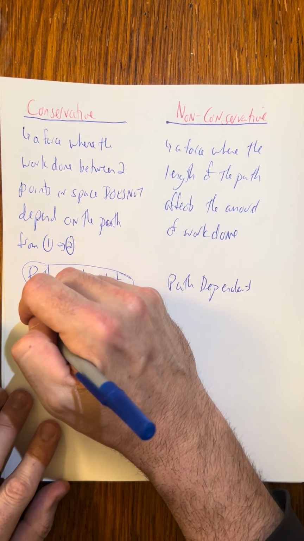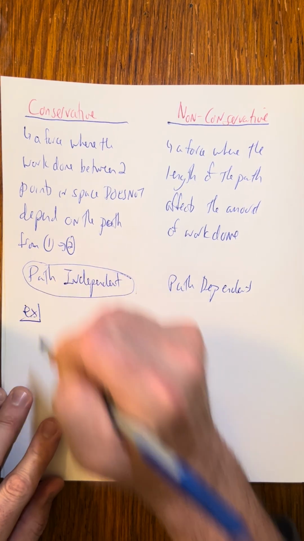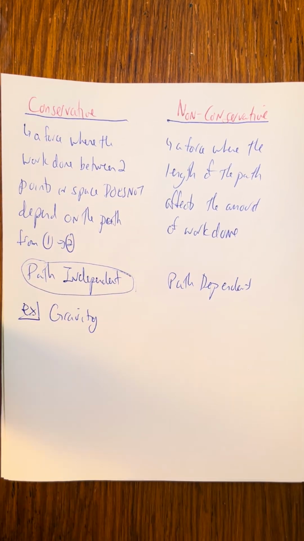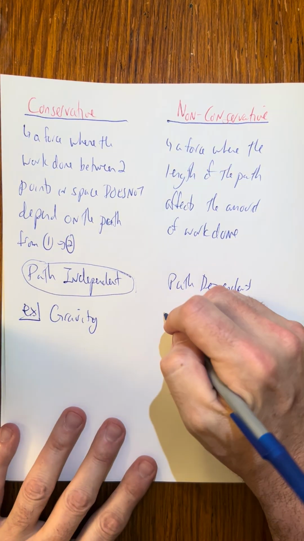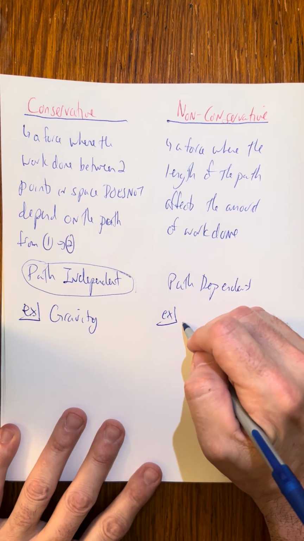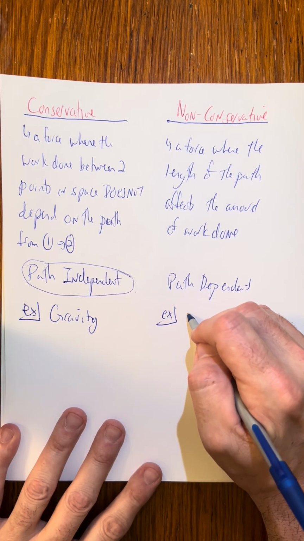And so then, our examples of these: gravity is clearly conservative because the path doesn't matter, and our example here was an applied force.